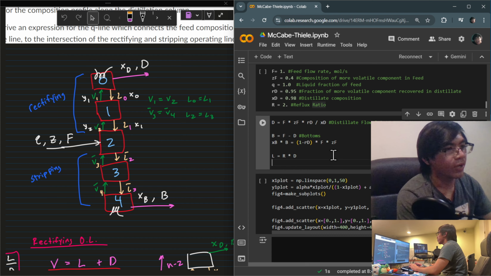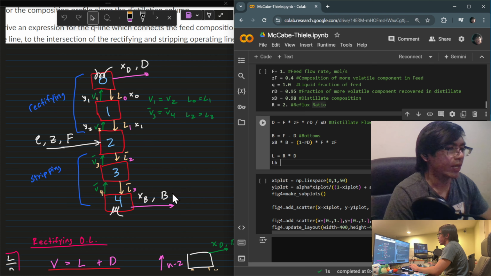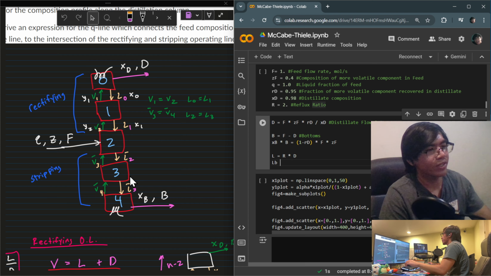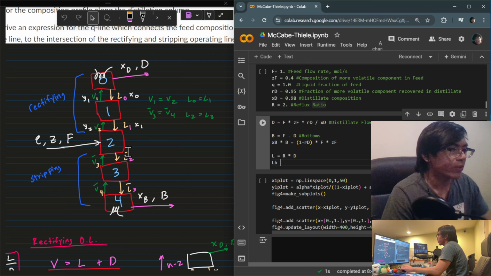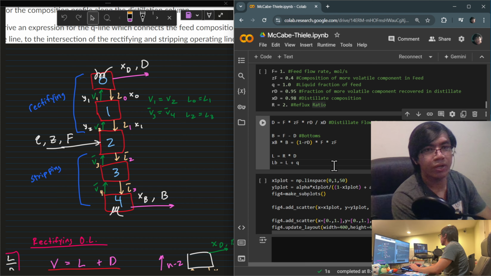Our liquid, well, now we have, can we do L bar? Yeah, we can do L bar. So remember L bar is the liquid molar flow rate coming down, and since these are constant molar flow rates, as I mentioned at the very beginning, with the heat of vaporization not changing with composition, all of these are constant, so L2 and L3 bar are both L bar. And remember that L bar is different from the L up top in the rectifying stage because we have this feed coming in. So L bar must be equal to our liquid coming down from the rectifying stage plus our liquid fraction of the feed.